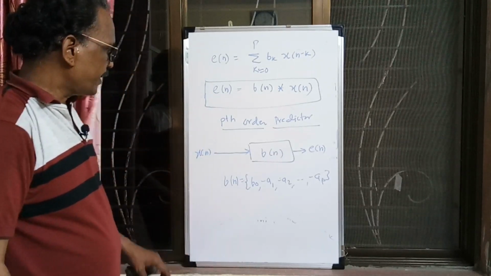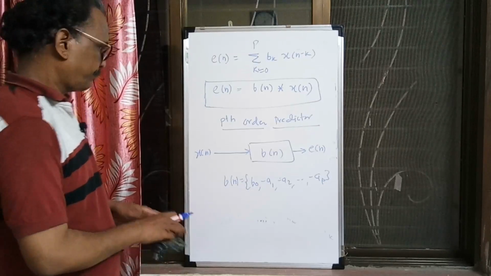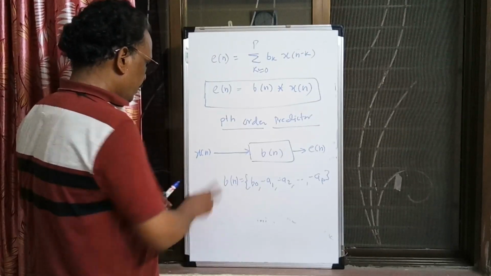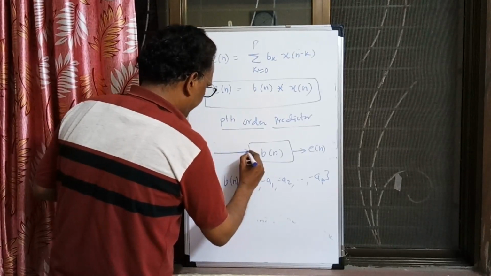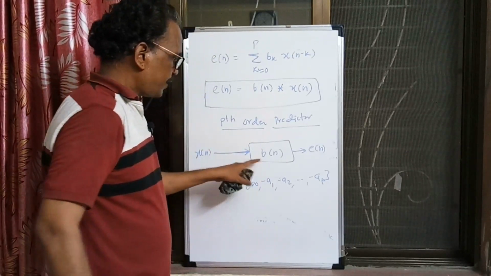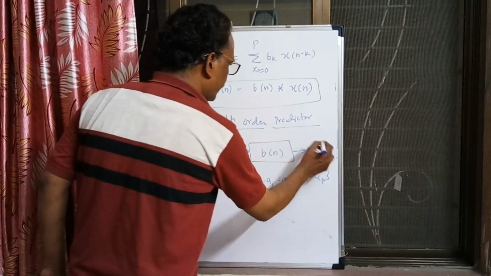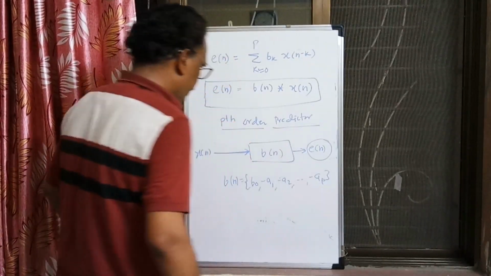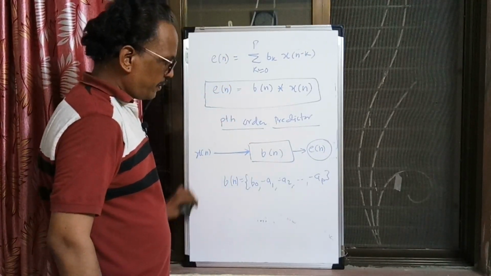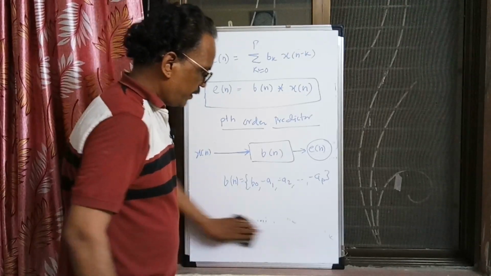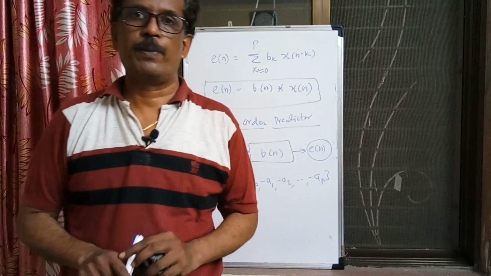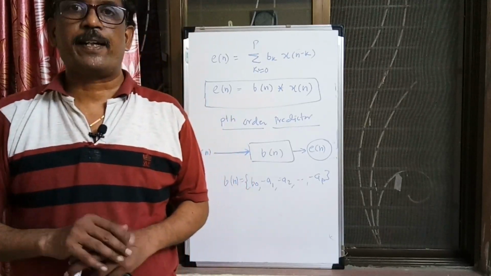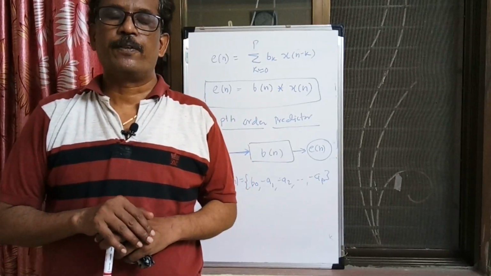So by observing this, we can say that whenever I have a signal x of n, and I pass that signal through a system B of n, I am getting an error which is minimum in the least square sense. So the entire information present in the signal is available in the system coefficients. The system coefficients are carrying the information of the signal.